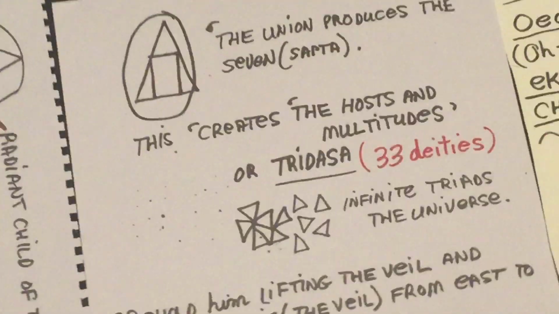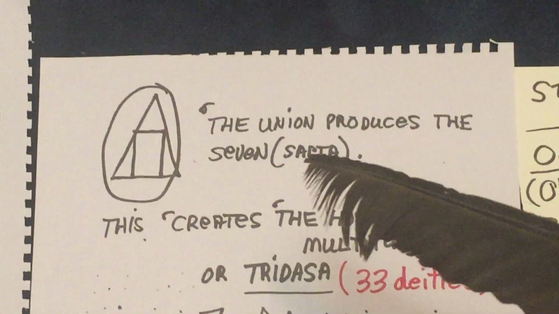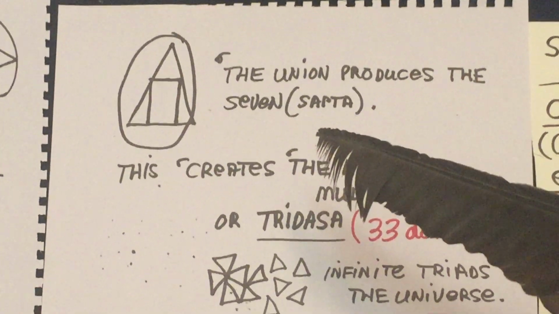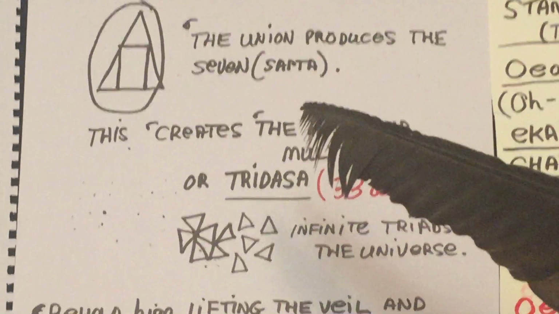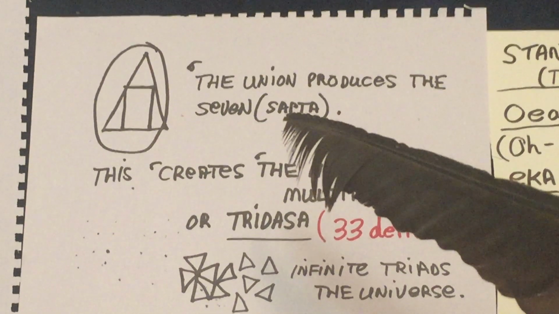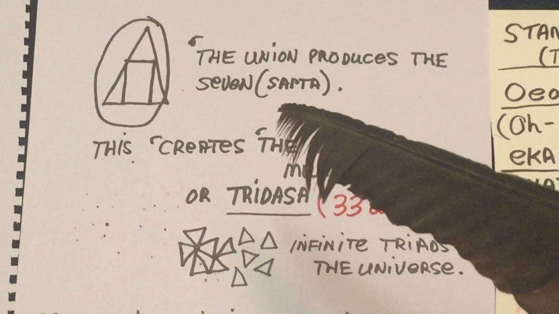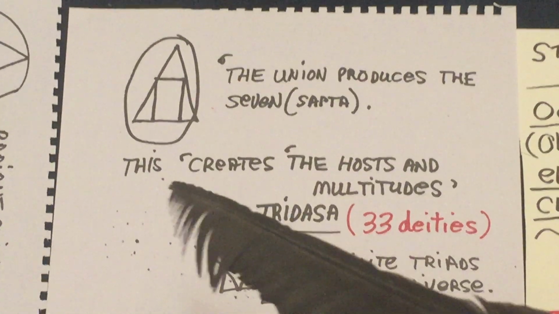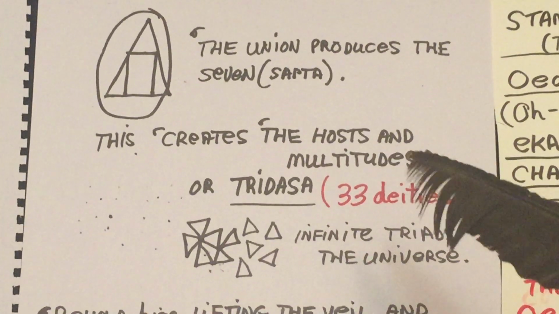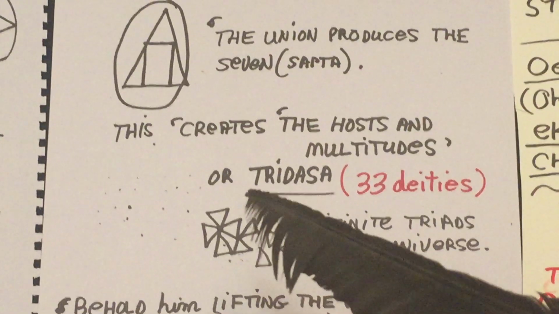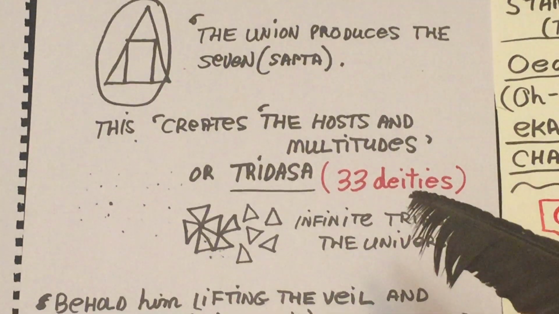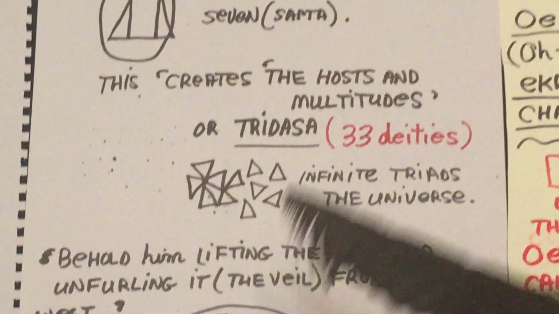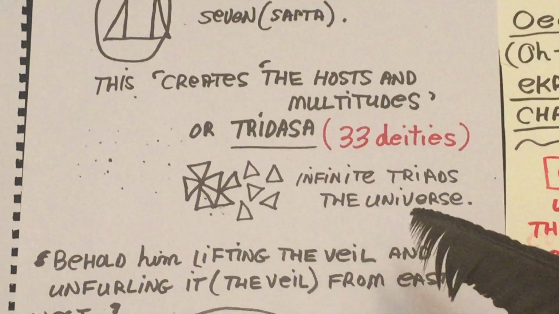Okay, so now we move into the union of these, which produces the Septa. Again, you're going to have to read verse 7. It's rather quite in depth and lengthy. So this is where this is coming in. This creates the hosts of multitudes, or what is known as the Tridasha, the 33 deities. And these are basically infinite. They're infinite triads that produce and create the known universe.